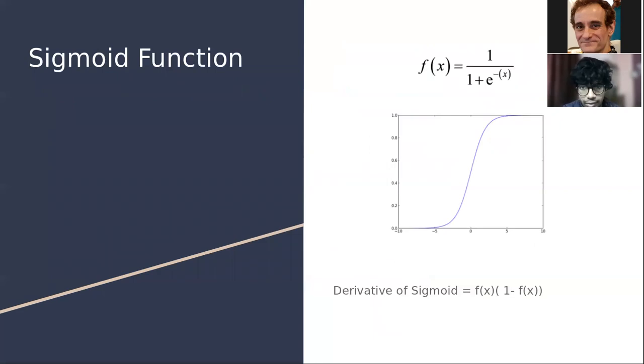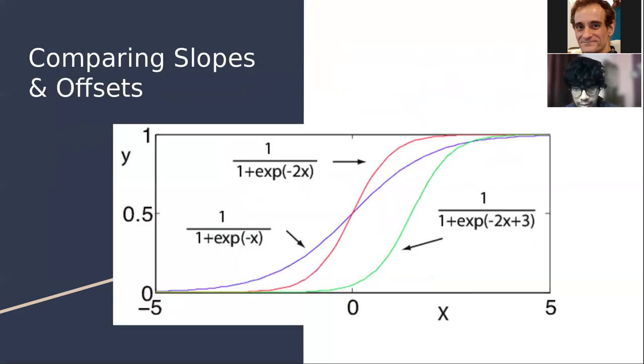The sigmoid function we already discussed. Comparing the slopes, this is your standard good old friend: 1 by 1 plus e to the power minus x. If you double the slope, it becomes steeper. If you add a constant, it shifts. A simple mathematical concept: plus means right of the origin, minus means left of the origin. Good enough.